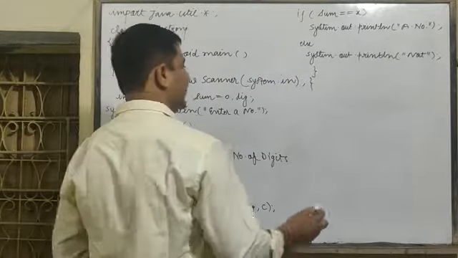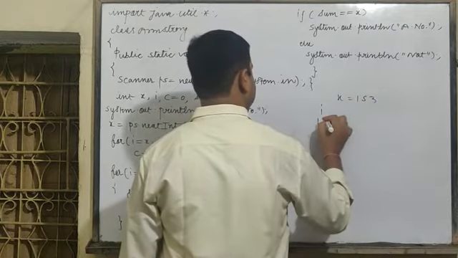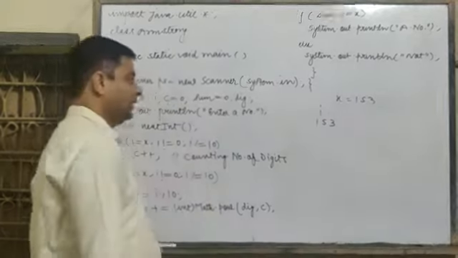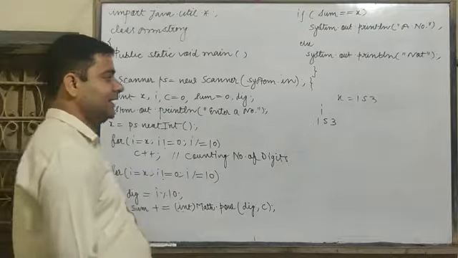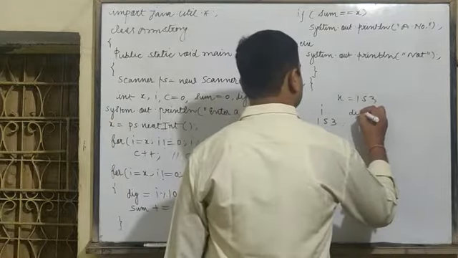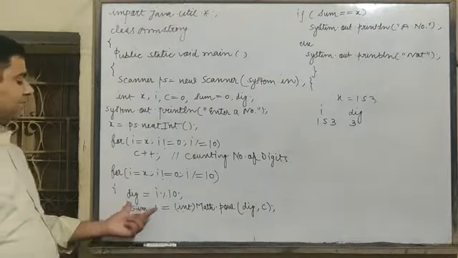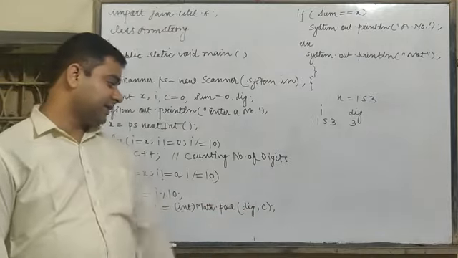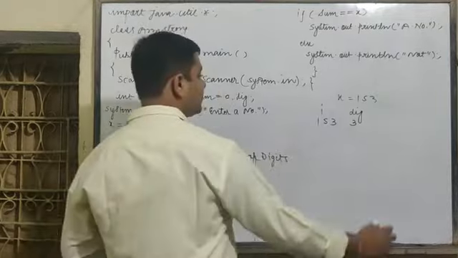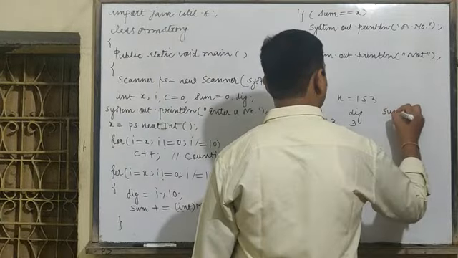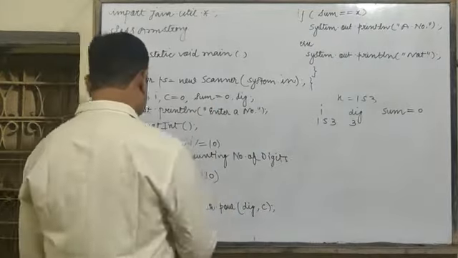I equals to x. Again, for example, x we have taken as 153. So I is initialized with 153. This is not equal to 0. It will come inside, digit equals to I modulus 10. So the value of digit will be 3. Okay. Then it will calculate the sum. Sum equals to sum plus the power of digit raised to the power c. We are calculating digit raised to the power c here. The sum is initialized as 0. So it will calculate the sum.